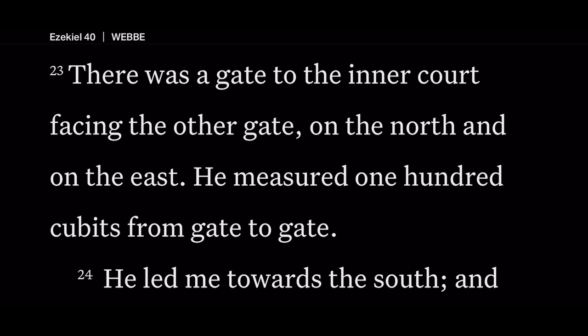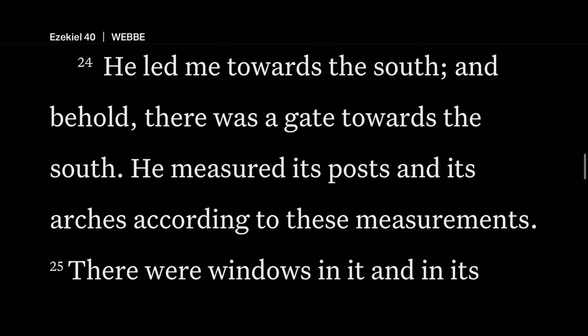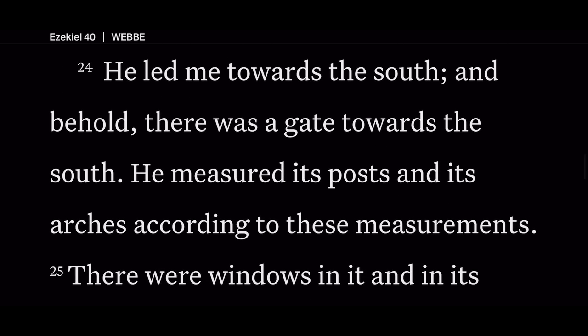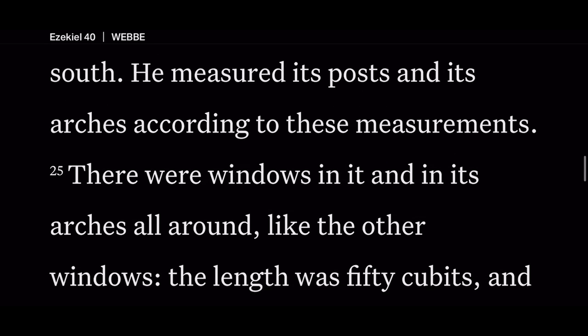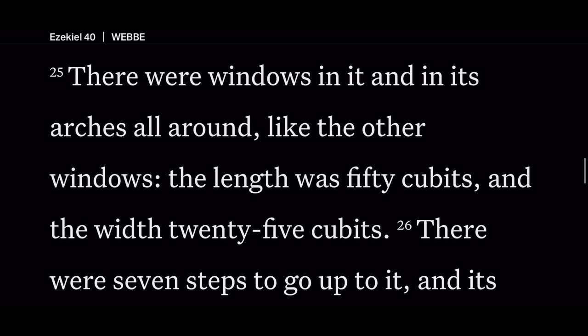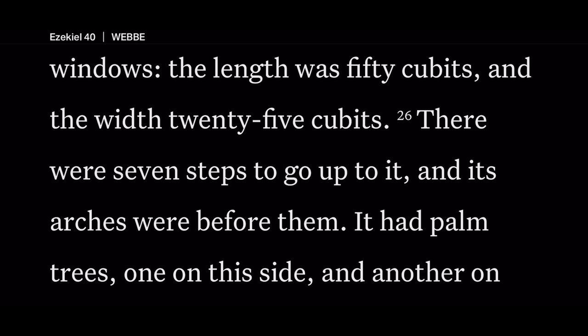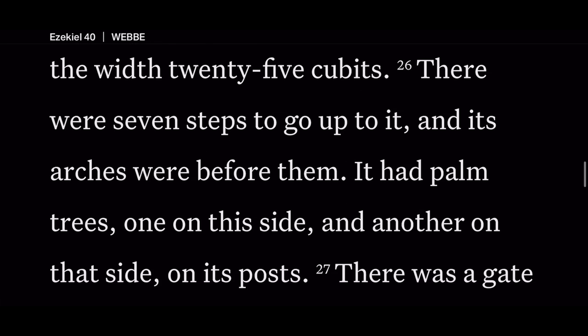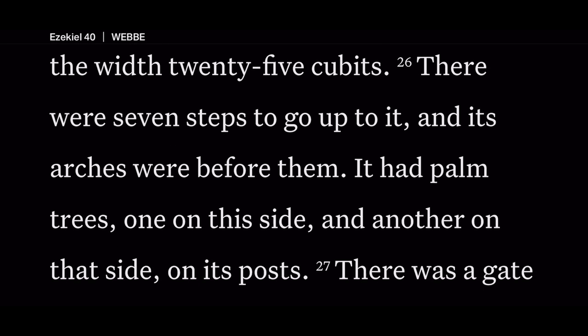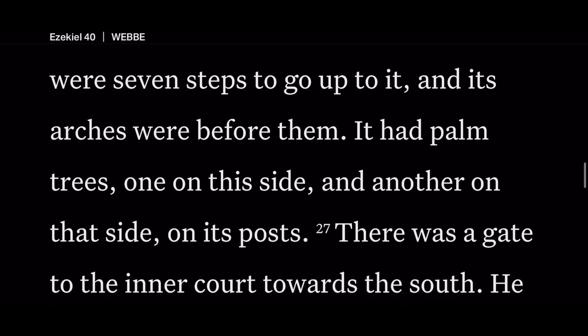There was a gate to the inner court facing the other gate, on the north and on the east. He measured 100 cubits from gate to gate. He led me toward the south, and behold, there was a gate toward the south. He measured its posts and its arches according to these measurements. There were windows in it, and in its arches all around, like the other windows. The length was 50 cubits, and the width 25 cubits. There were 7 steps to go up to it, and its arches were before them.